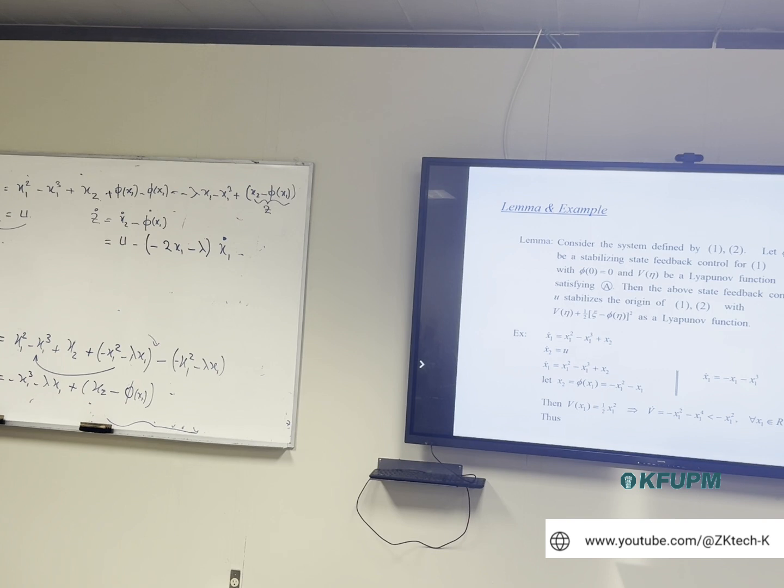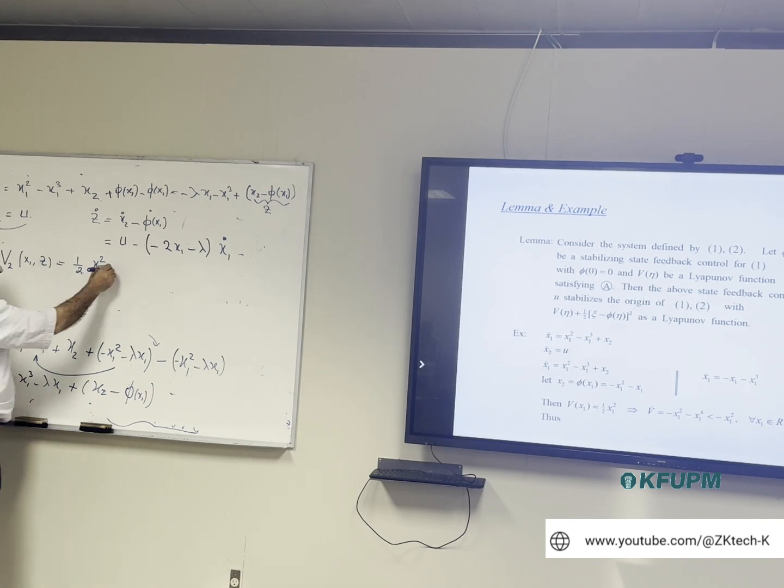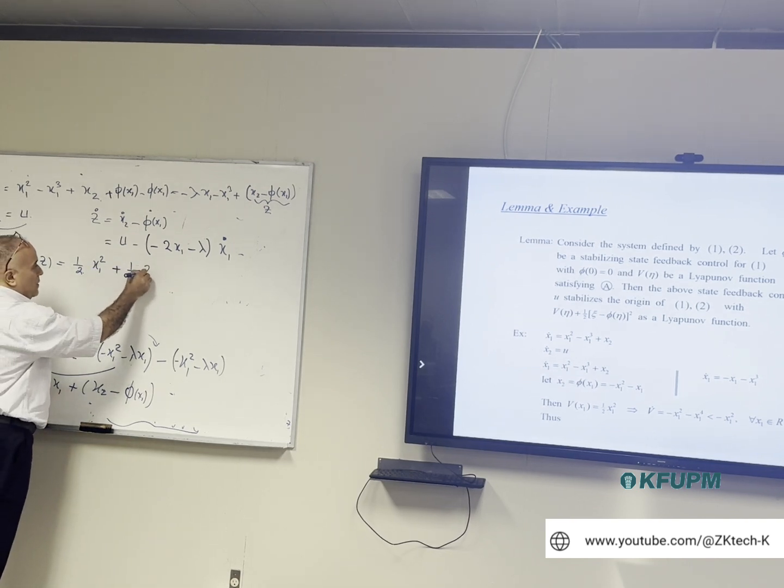So this is the first stage. The second stage now is, what is the value of u? So I declare a new Lyapunov function, v2, and this time v2 will be a function of x1 and z, or x1 and x2, the way you want. We can put z here just to be consistent. And this will be equal to half multiplied by x1 squared, which is the value of v1 of x1 that I used before, plus half of z squared.